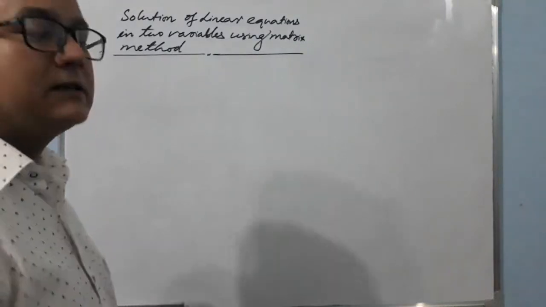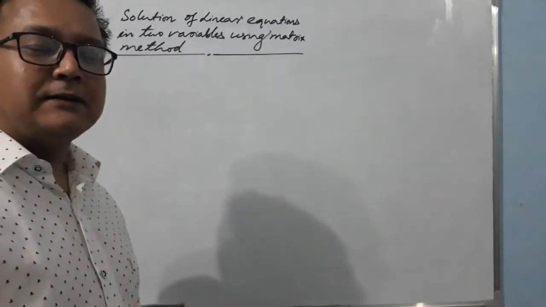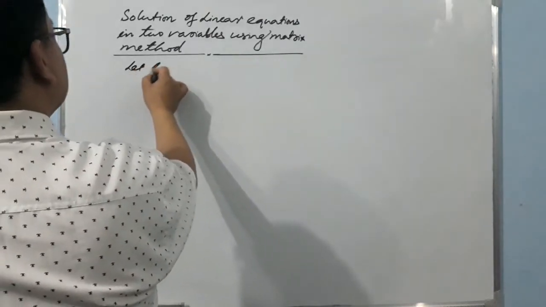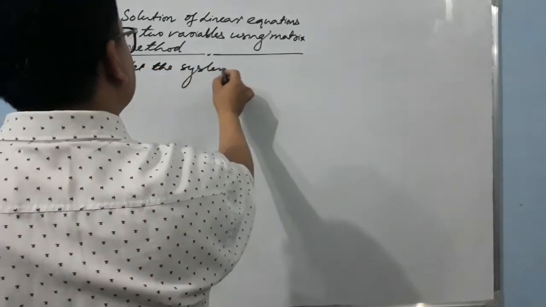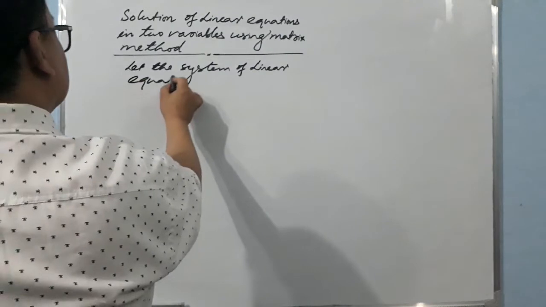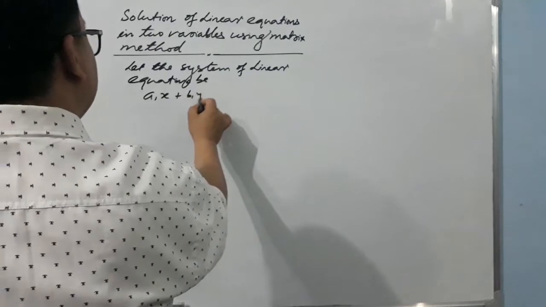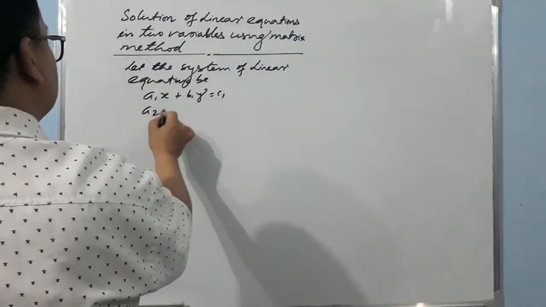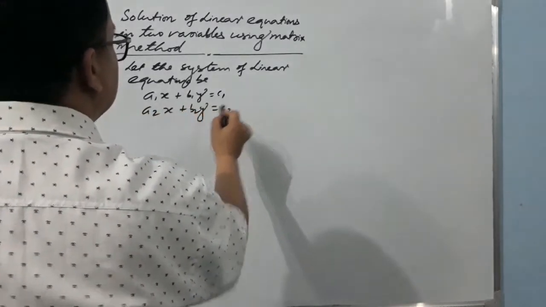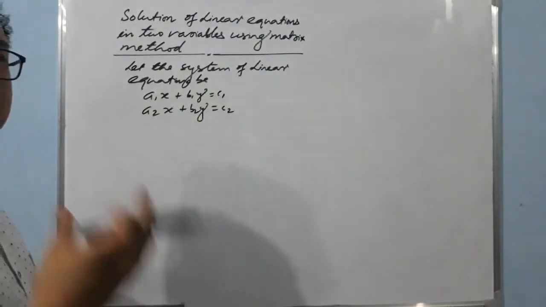This method is also known as the inverse matrix method or the matrix method. Here we go. Let the system of linear equations be, let's suppose, a1x plus b1y is equal to c1, and a2x plus b2y is equal to c2. Now we have to write down this system of linear equations in matrix form.